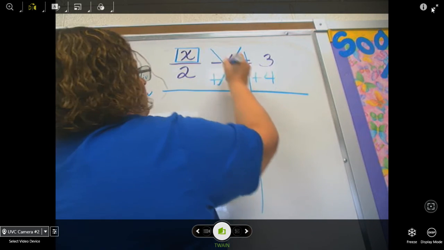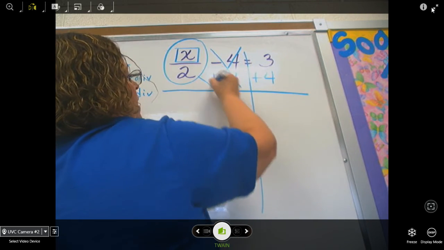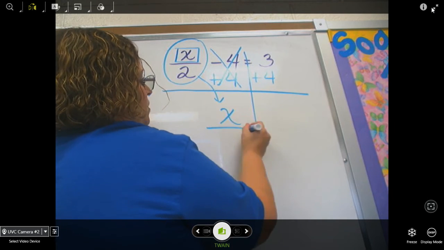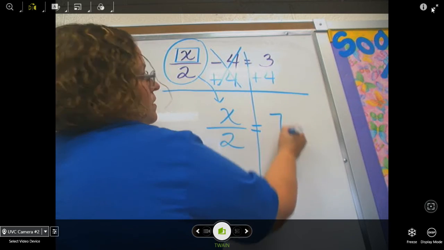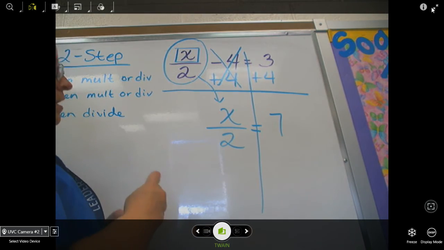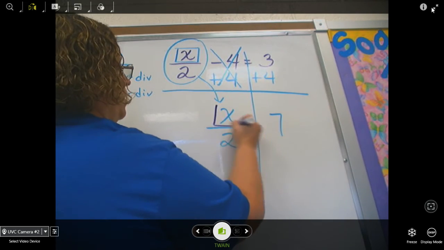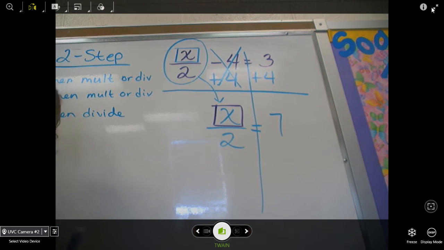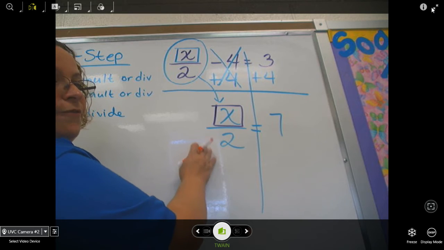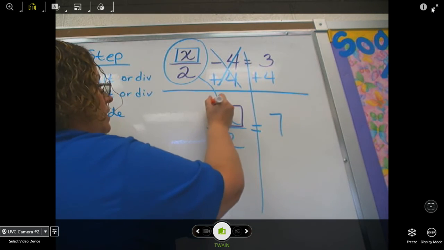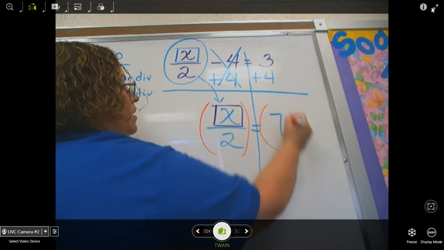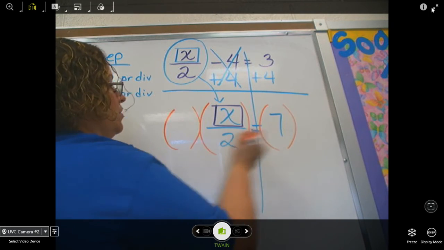Cancel this out. This whole thing comes down. So I have x over 2 equals, what's 3 plus 4? 7. Remember, we're still in the process of quarantine. We're social distancing. Now, this is division. It's a fraction. It's division. What is the inverse of division? It's multiplication. What I do to one side, I have to do to the other.